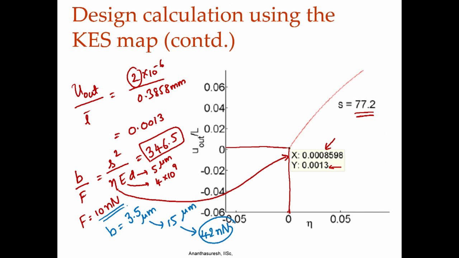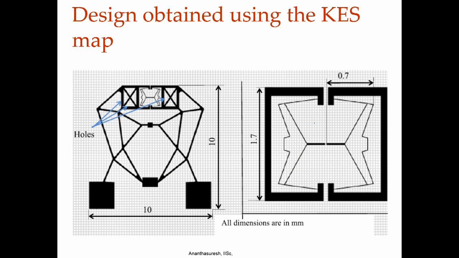So, this kind of calculation will be very quickly done, because it is all in the kinetoelastostatic maps. Now, let us look at how it was designed. You can see this is the 0.7 we had taken. Overall size of this is 1.7 millimeters, they are all in millimeters, and this happens to be a small part of a bigger compliant mechanism. The whole thing can be made and immersed in liquid to handle biological cells.